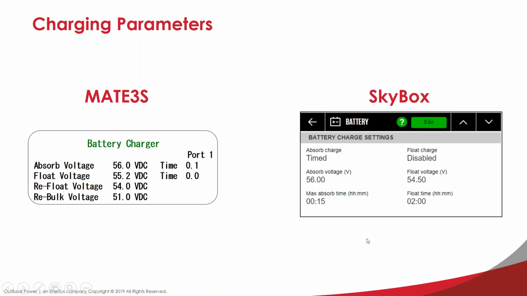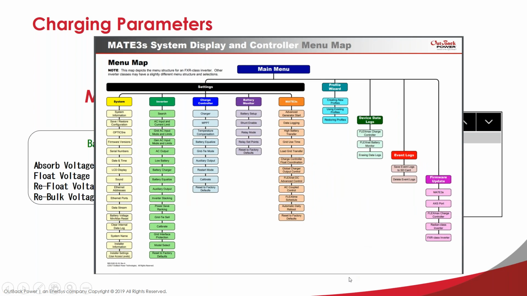And for those of you who are somewhat new to OutBack, five or fewer installations, this is a really handy resource. When I was new, I pulled this thing out all the time, and I still do. It's called the menu map for the Mate 3S. It doesn't show you everything that's under these menus, but it does show you how to navigate to them. And you can pull this from our website under the product documentation for the Mate 3S.